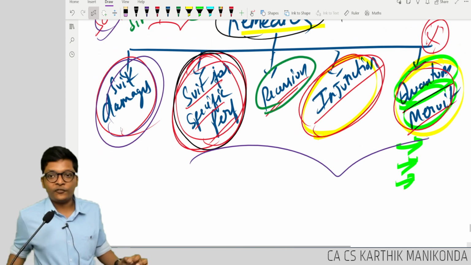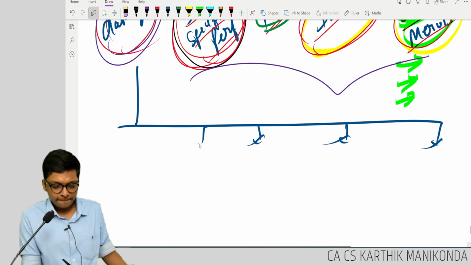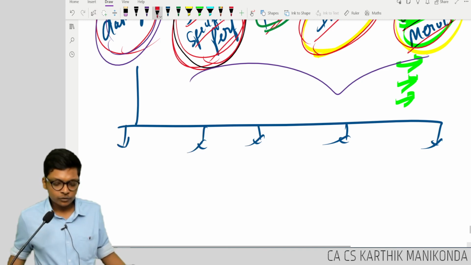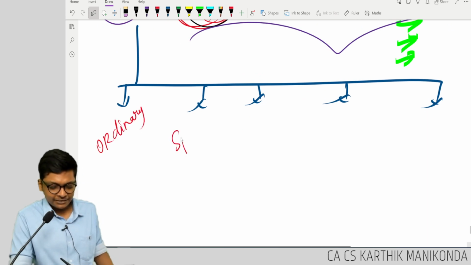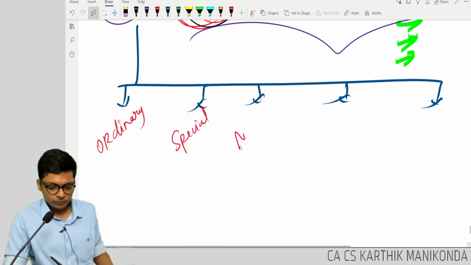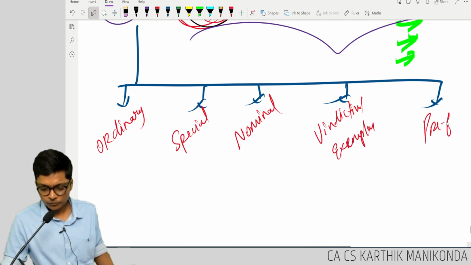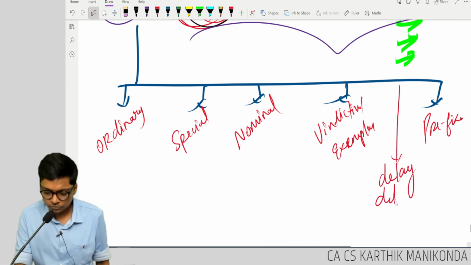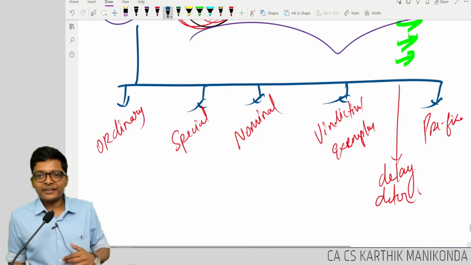Next remedy is suit for damages. Again within damages, we have a few types: ordinary damages, special, nominal, vindictive, or delay, deterioration. Okay, simple examples guys. Let's say just now Diwali got over.